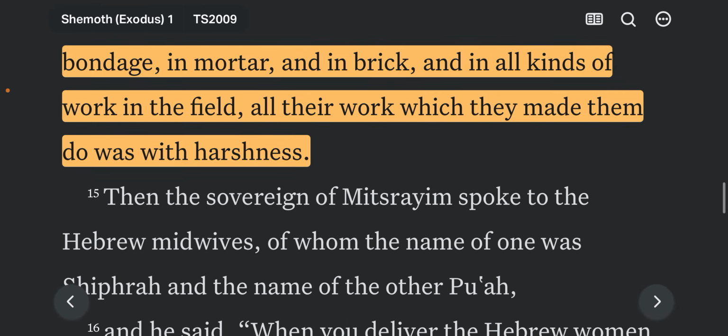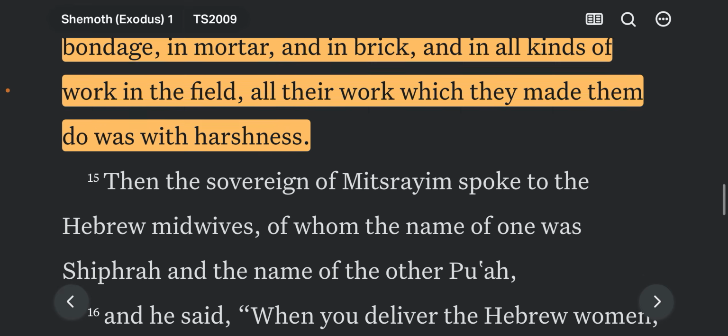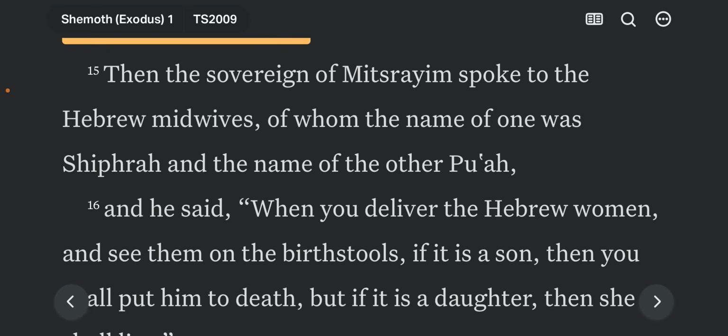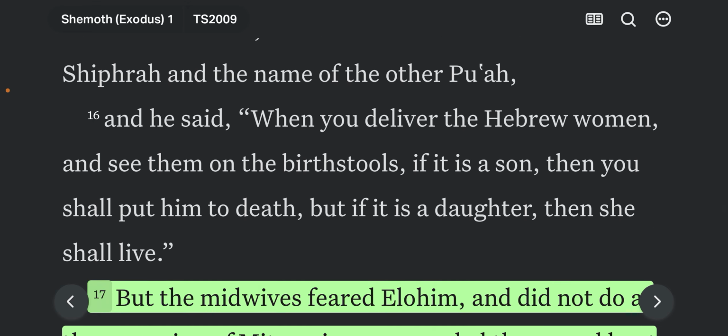Verse 15. Then the sovereign of Mizraim spoke to the Hebrew midwives, of whom the name of one was Shipra and the name of the other Puah. And he said, when you deliver the Hebrew women and see them on the birth stools, if it's a son, then you shall put him to death, but if it's a daughter, then she shall live.